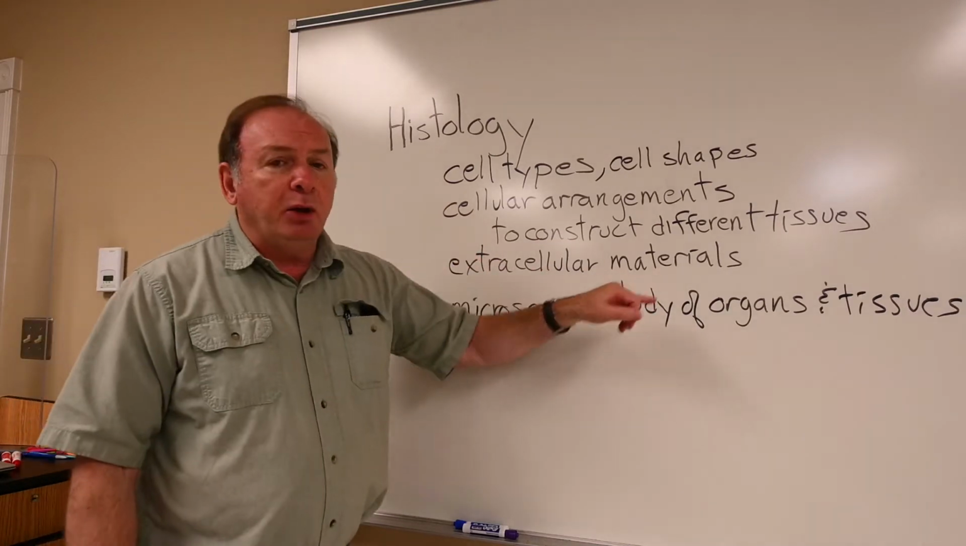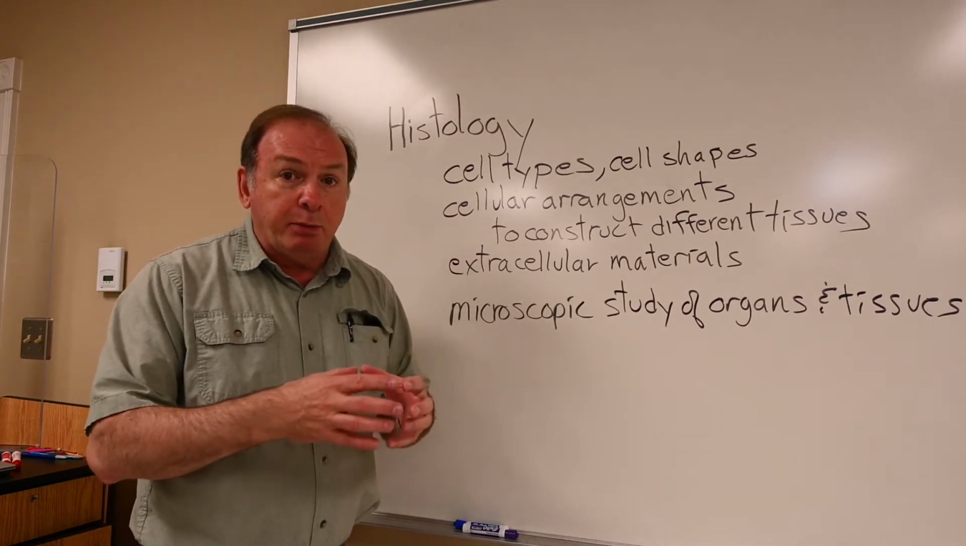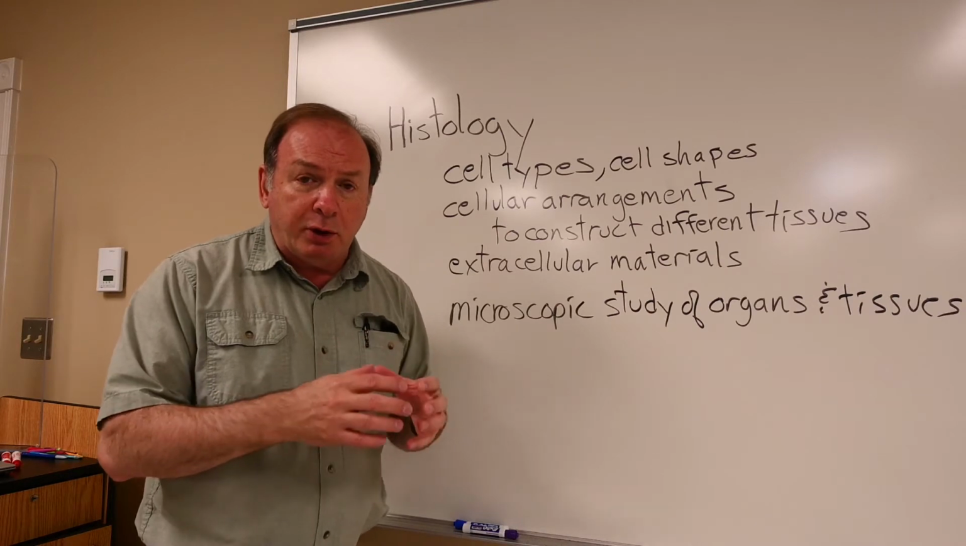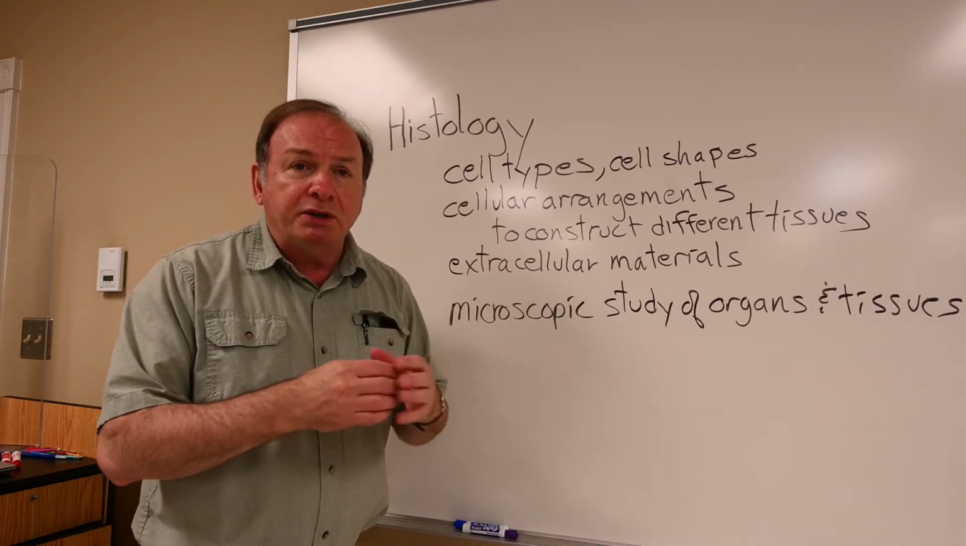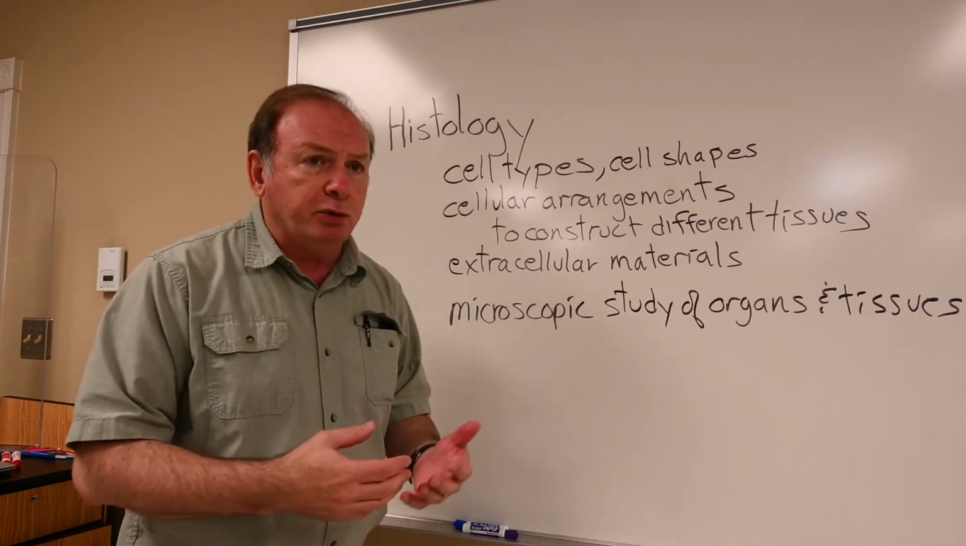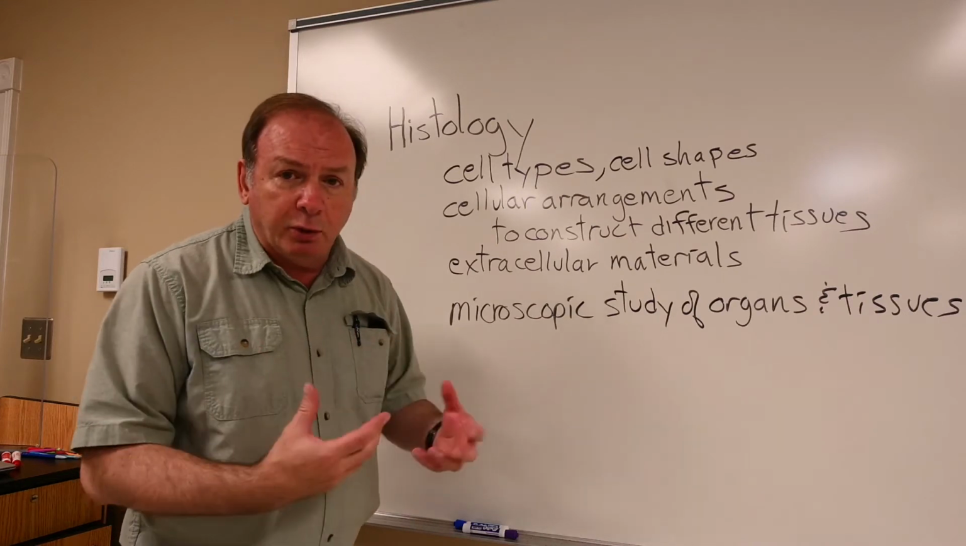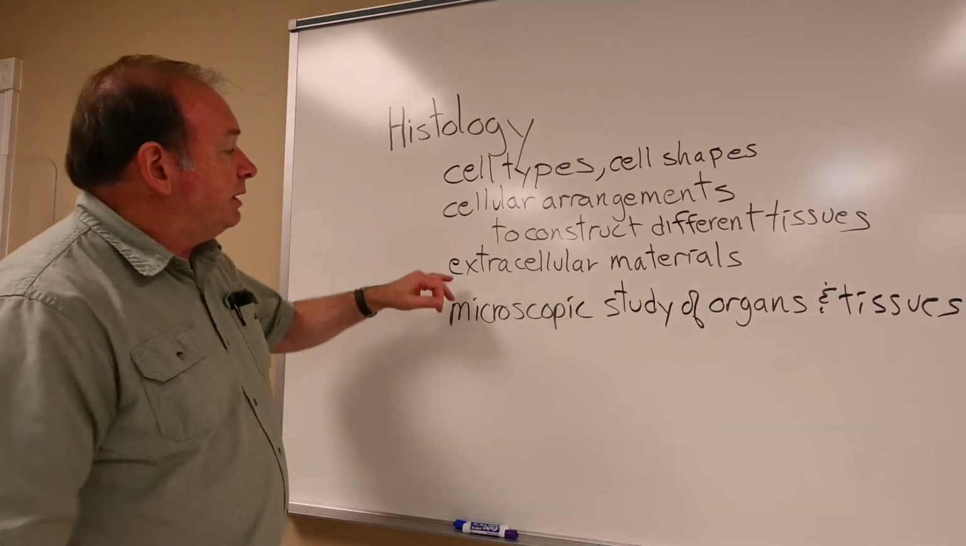And extracellular materials. So in your bone, for example, most of your bone is not made up of cells. There are cells scattered through your bone, but most of the bone is extracellular material, that hard material of the bone. The same would be true for cartilage. For blood, for example, it's mostly fluid with cells in between.